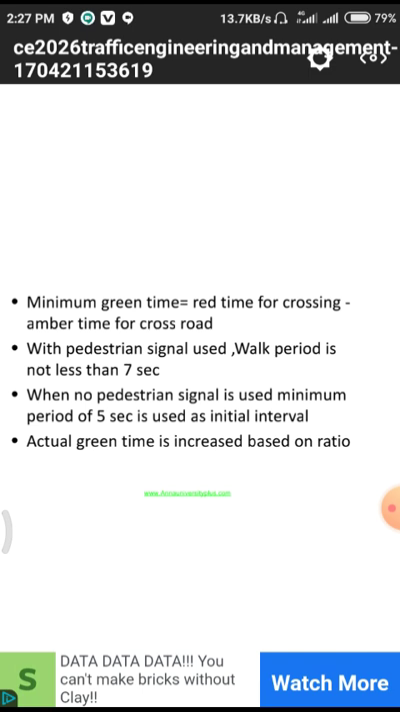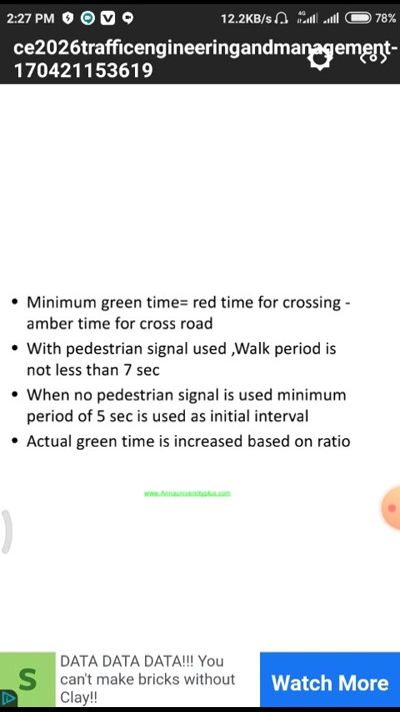Next one, the pedestrian signal used walking period of not less than 7 seconds. That means a minimum road has to be crossed by a pedestrian within the span of 7 seconds. They don't use more than the 7 seconds. When no pedestrian signal is used, a minimum period of 5 seconds is used as an initial interval. That means in some of the roads there is no pedestrian purpose involved. In that particular case, whenever the signal is there, automatically in the starting period of 5 seconds or 10 seconds, we need to give it to the pedestrians. After the pedestrians are over, we need to allow normal traffic on the roads.